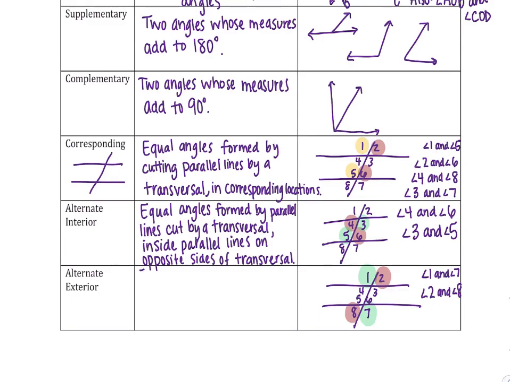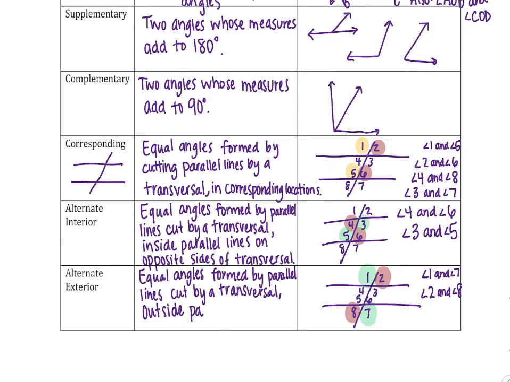So here's our formal definition. We have equal angles formed by parallel lines cut by a transversal. They are outside the parallel lines, but on opposite sides of the transversal.